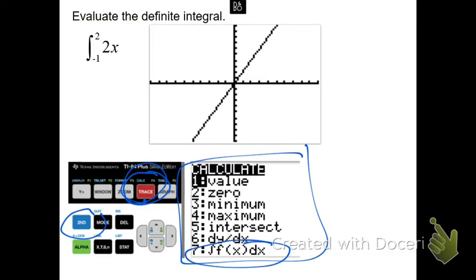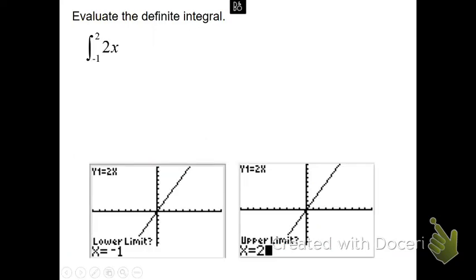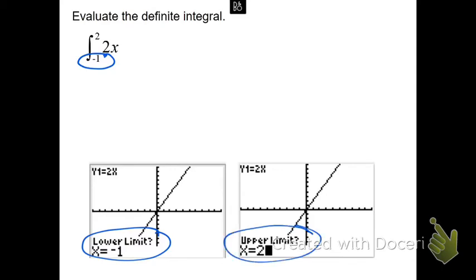Okay, the next thing that pops up, after you hit option 7, it's going to ask you for your lower limit and your upper limit. Your lower limit is this guy. It's not necessarily the smaller number always. It's just the number that's on the bottom. So I typed in -1 for my lower limit. Then it asks me for my upper limit, and I'm going to type in the 2.